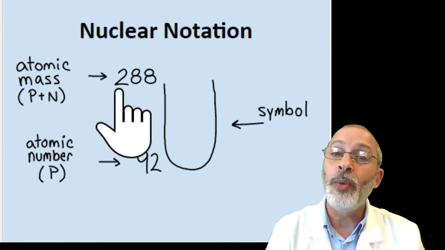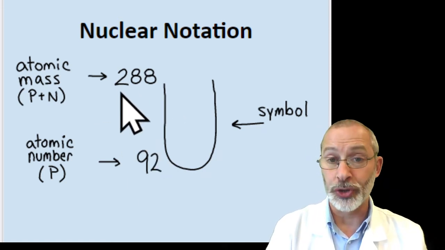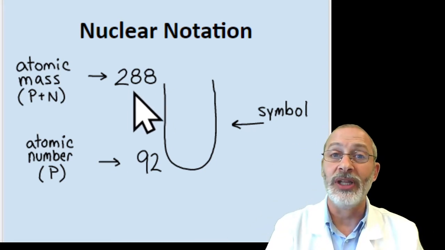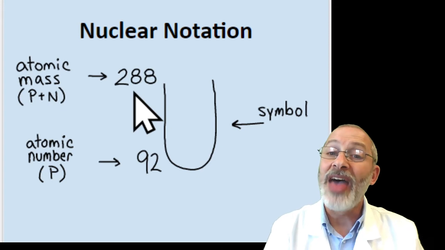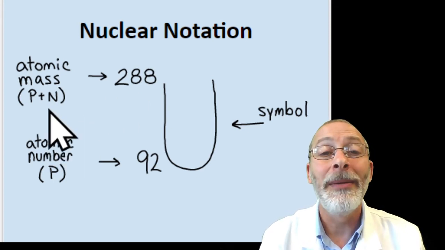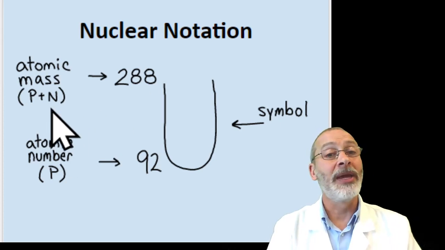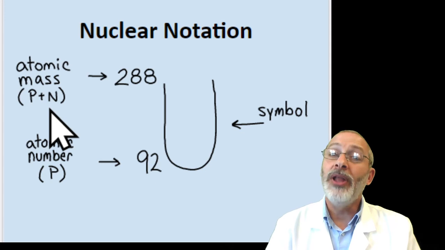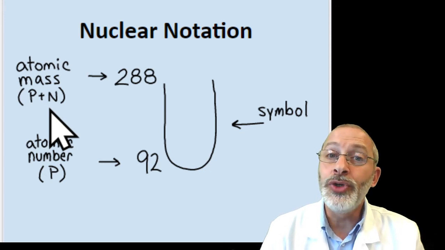But above that, we have a nuclear superscript. A superscript is written above and to the left of the symbol, and that number corresponds to the atomic mass. And the atomic mass is equal to the number of protons plus the number of neutrons.